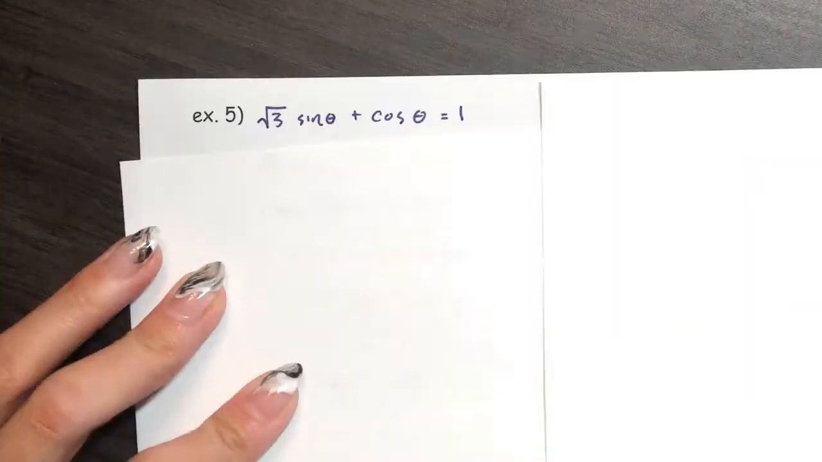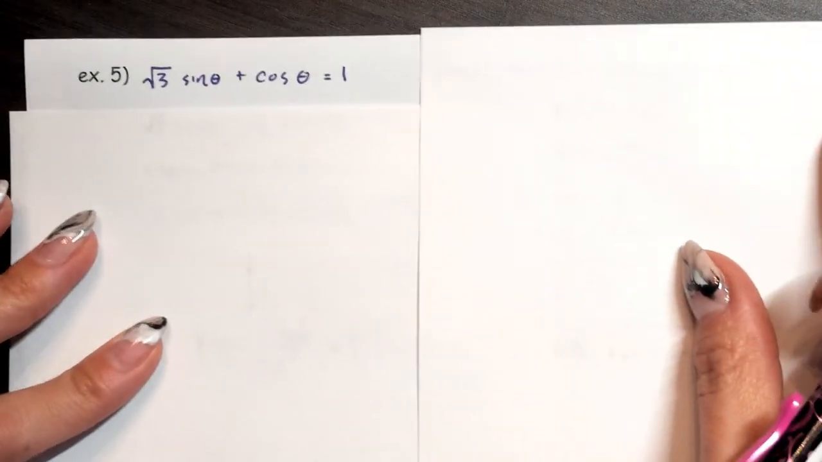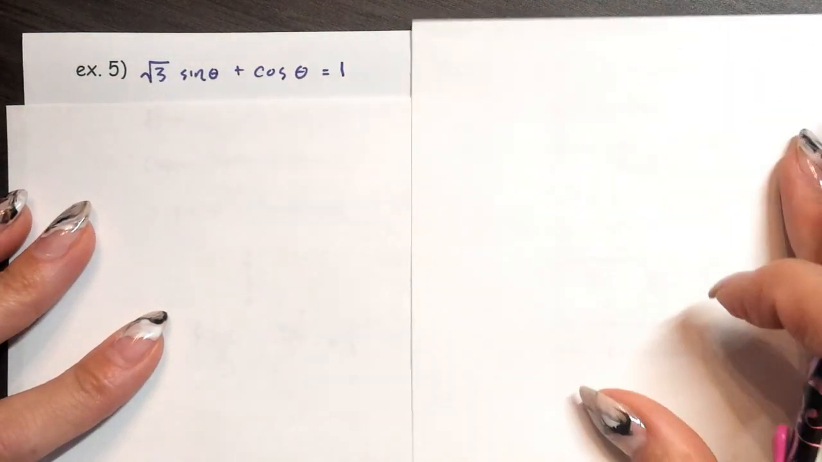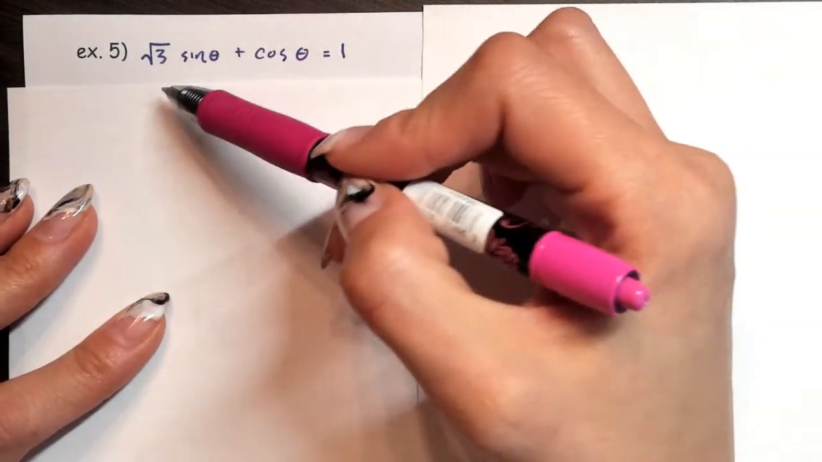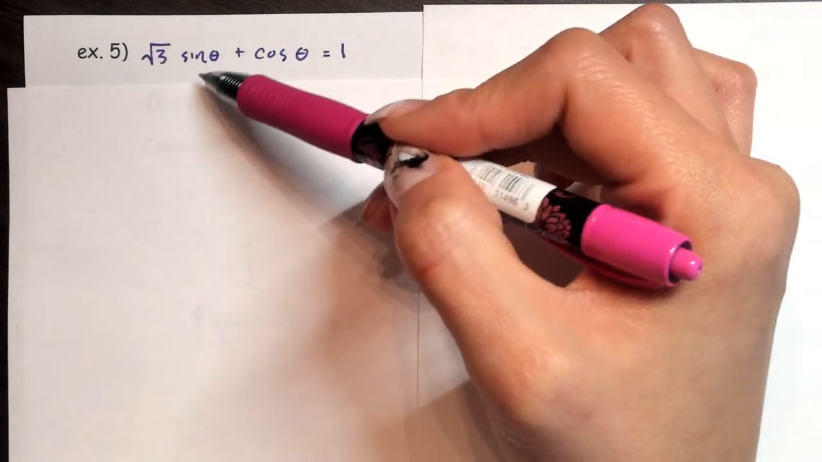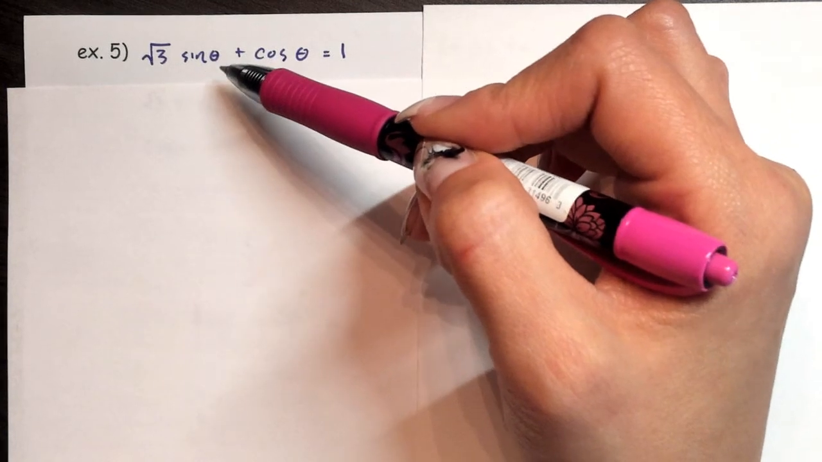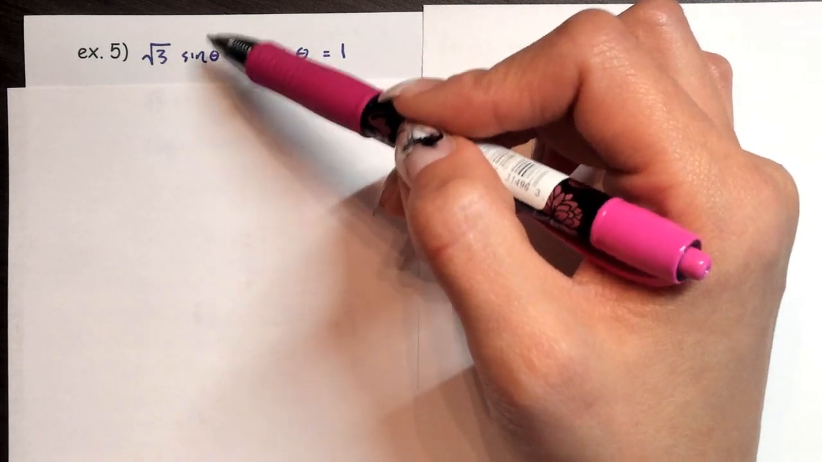Okay, more interesting. Are you ready? Number 5. This one has a radical. Aww. We're going to have to do something with that radical, and with this sine and cosine. We can't change the sine into cosine, but we can change the sine squared into a cosine squared.